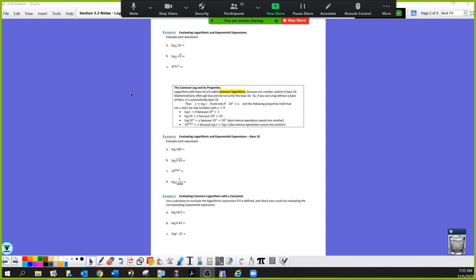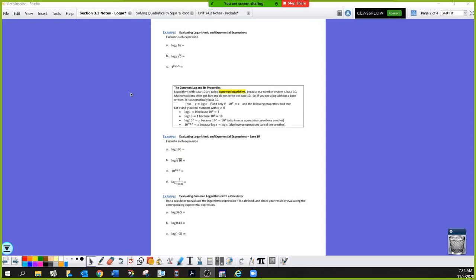All right, so yesterday we began this section of 3.1, logarithms and that kind of stuff, but it was very quick. I only got through the first page of the notes, so that was more of an introduction to logarithms.